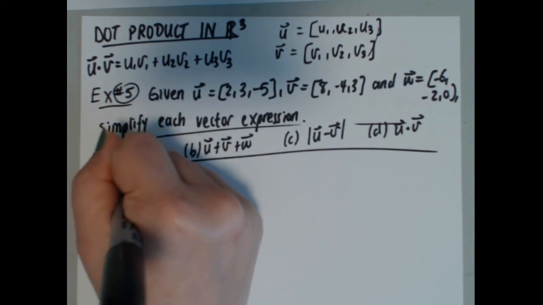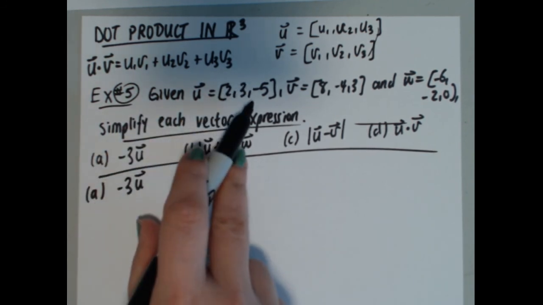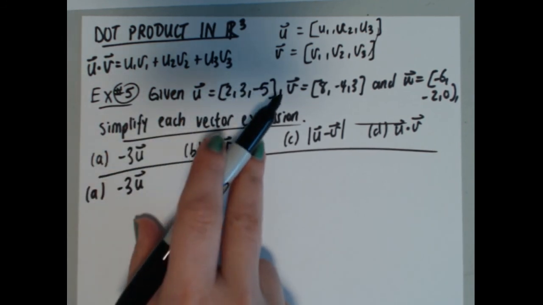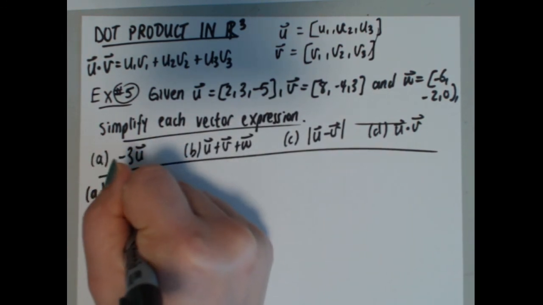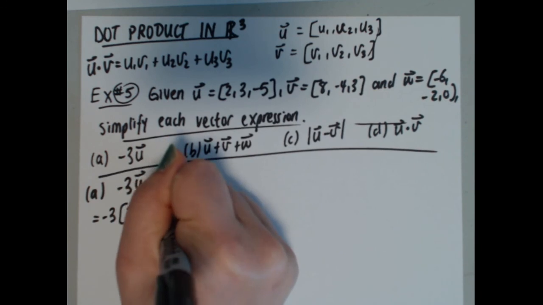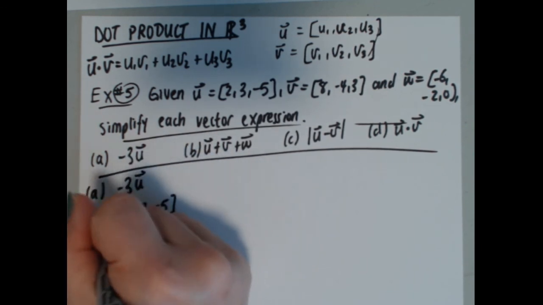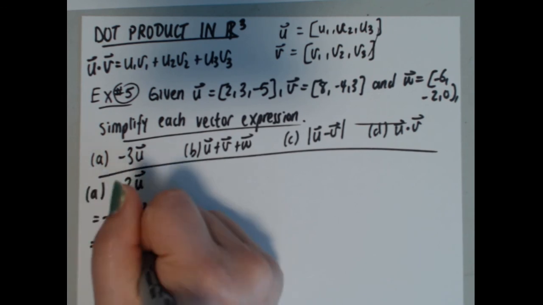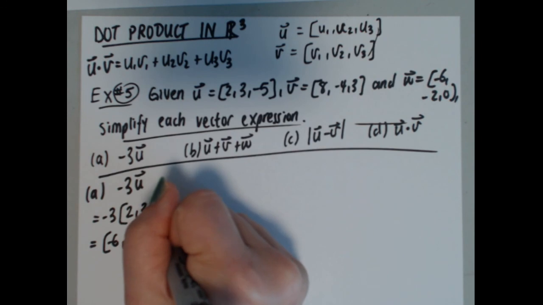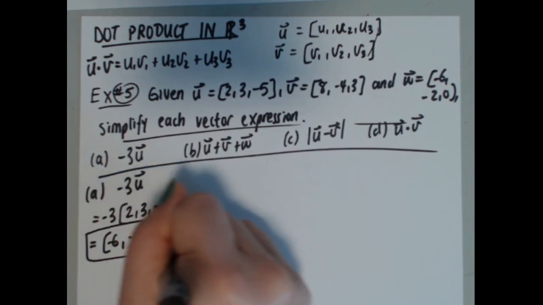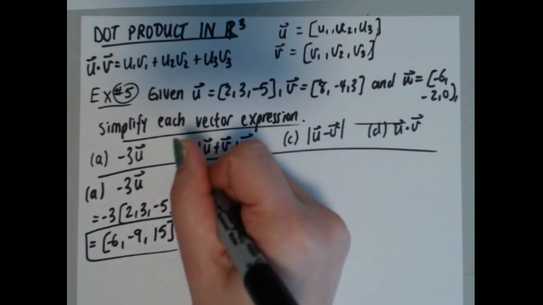Okay, let's start with -3u. This is a scalar multiple. We're going to multiply the vector u, every single component of it, by -3. So this is -3 times 2, comma 3, comma -5. So just multiplying that inside, -3 times 2 is -6. -3 times 3 is -9, and -3 times -5, that's +15. So there's -3u.